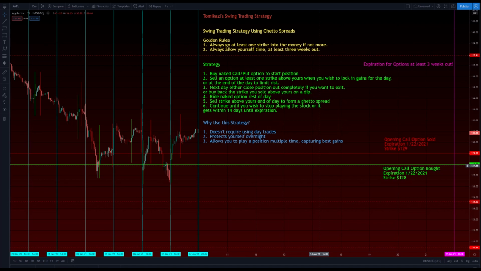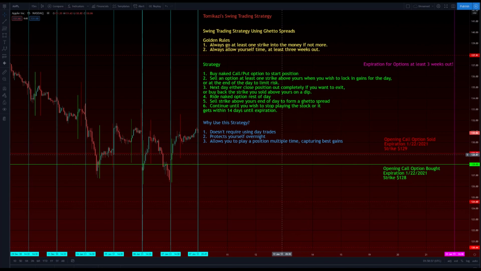I've highlighted ideally what your entries and exits would be, and realistically what you could have expected based on momentum and trends. I'll share this infographic as well as a downloadable, but the strategy is very simple.